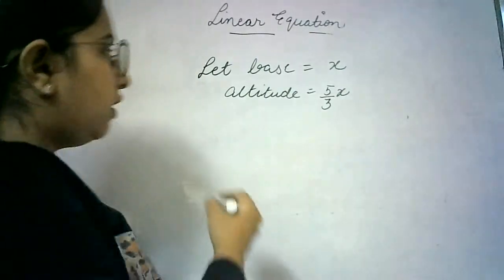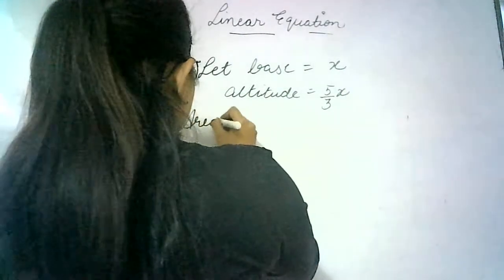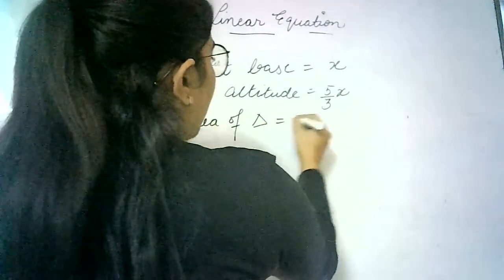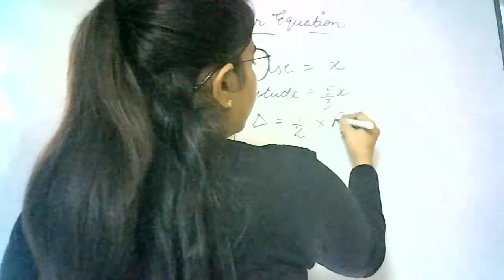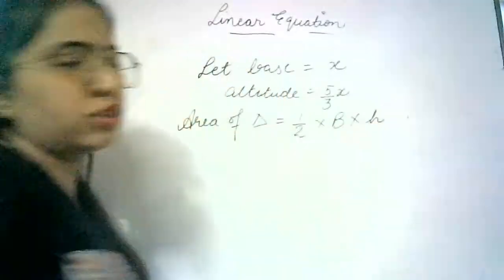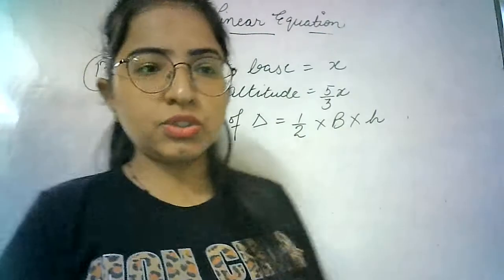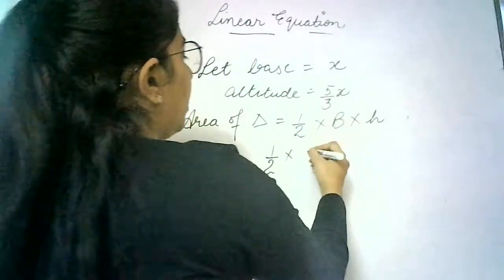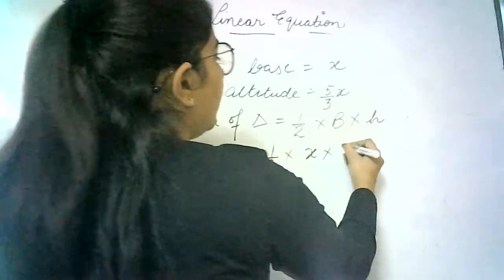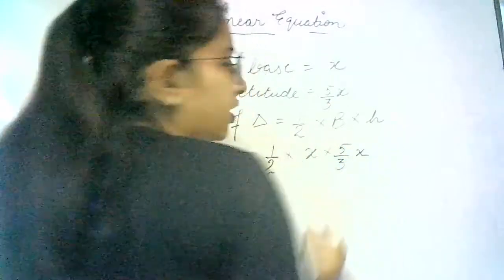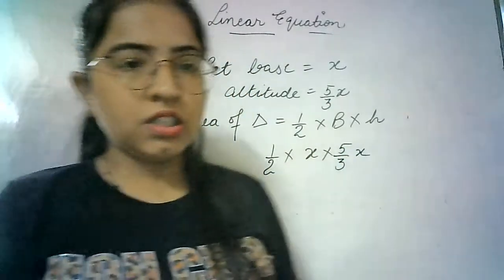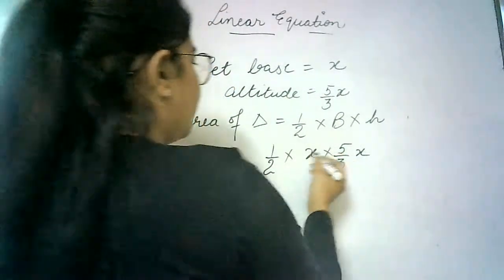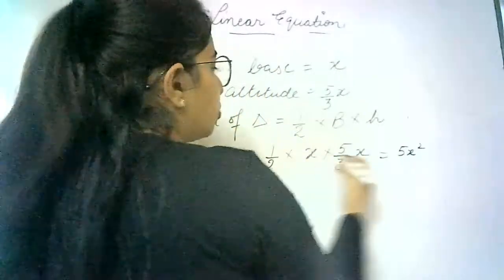Okay. Now the area of the triangle. As you know very well, what is the area of a triangle? Half into base into height. Height means altitude. Half into, what is the base over here? x. Height will be 5 by 3 x. Okay, just solve it. When you solve now, 5 into x will be 5x square, 3 into 2 is 6.